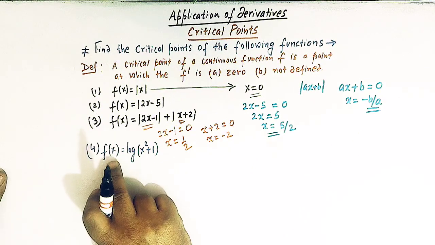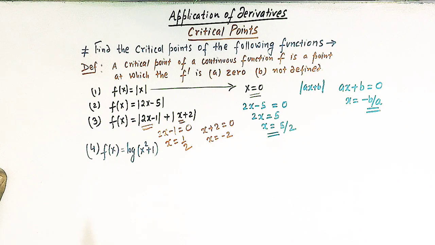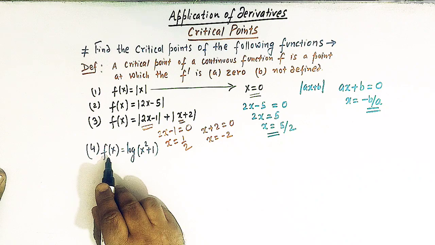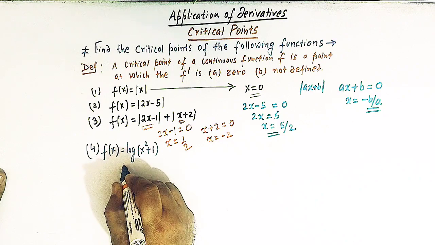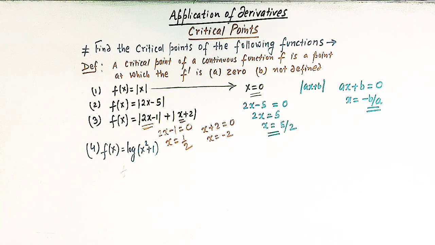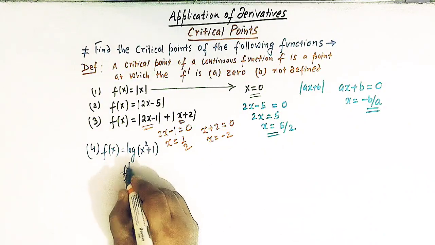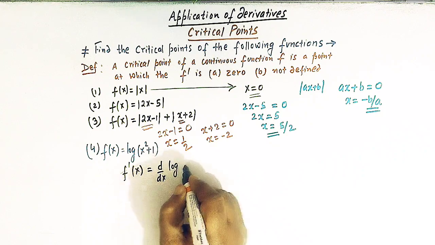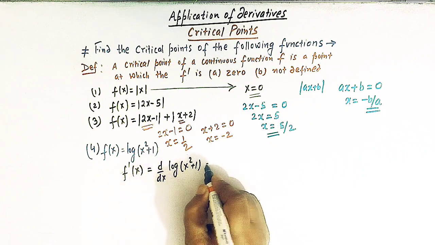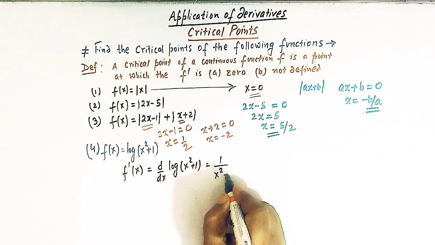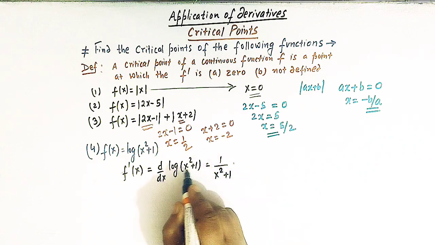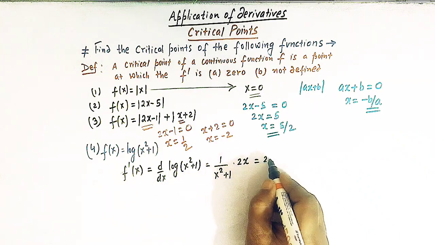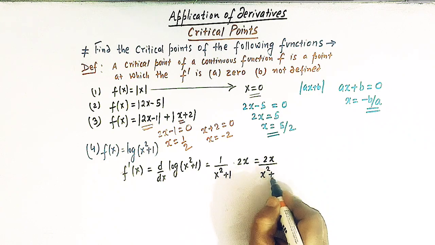Now consider this function f of x is equal to log of x square plus 1, right? So to get the critical points of this function, let us differentiate it. So we have f prime of x is equal to the derivative of log of x square plus 1. So this is 1 over x square plus 1, and by chain rule the derivative of x square plus 1 is simply 2x, right? So we have 2x over x square plus 1, right?